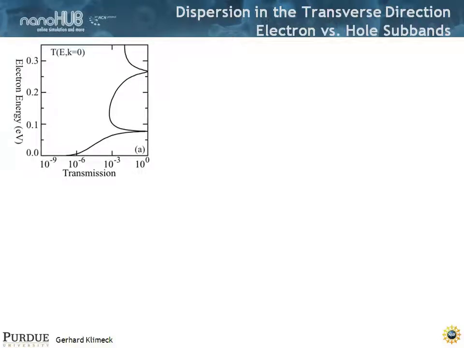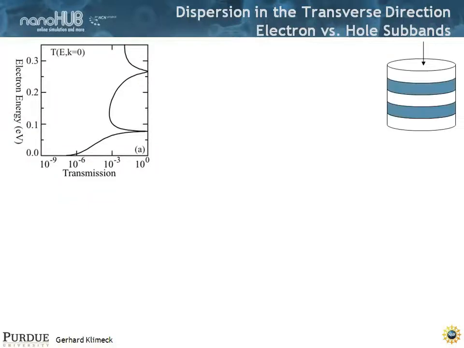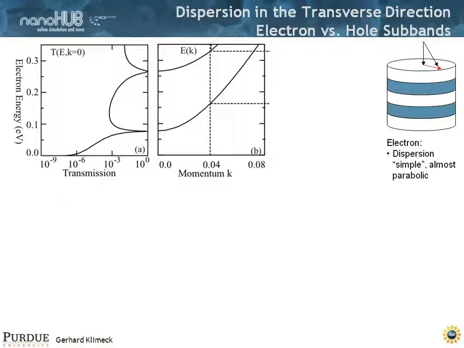Okay, so let me remind you a little bit of what we've done with the electrons. We said we have a transmission coefficient at k equal to 0, so electrons going straight through. And then we said we might have a transverse dispersion where the electrons can also go at an angle. So now let's look at a dispersion of these transmission coefficients.